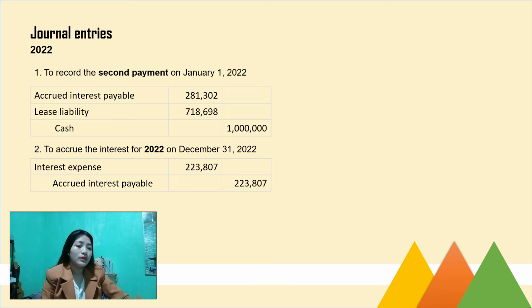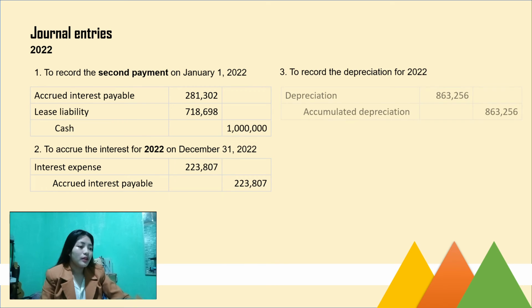So, for the third entry, to record the depreciation for 2022. So, annually, we must record depreciation. That is why we debit depreciation and credit accumulated depreciation amounting to 863,256. So, iisa lang yung magiging amount natin for every depreciation each year.